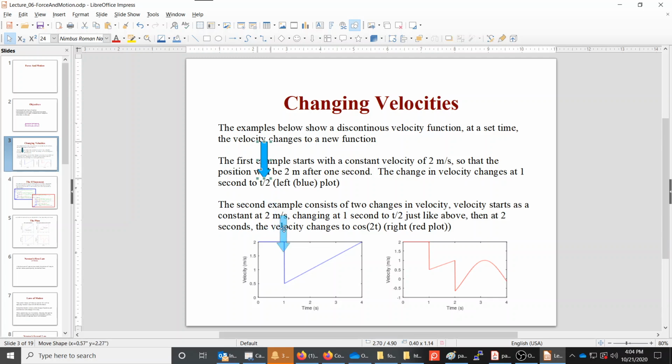Therefore, our velocity was at 2, and now we have this immediate change where the velocity becomes 1/2. This is actually a discontinuity in our velocity. We have this huge jump downward from 2 meters per second down to 1/2 meter per second, but then it starts increasing in a linear fashion.